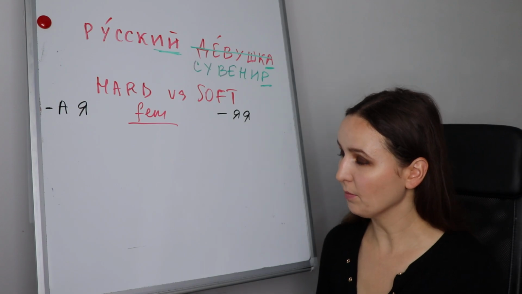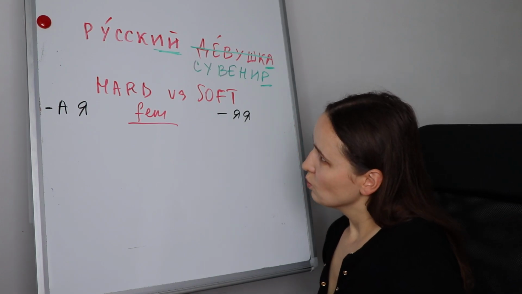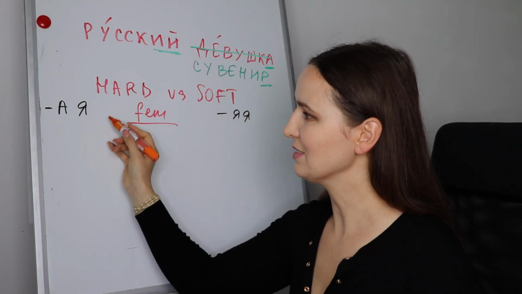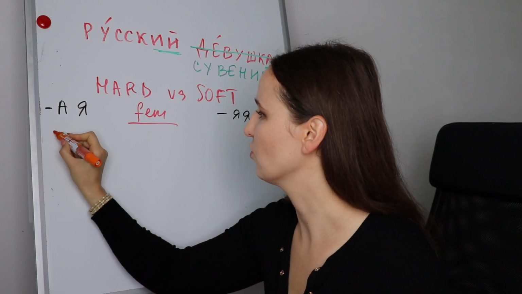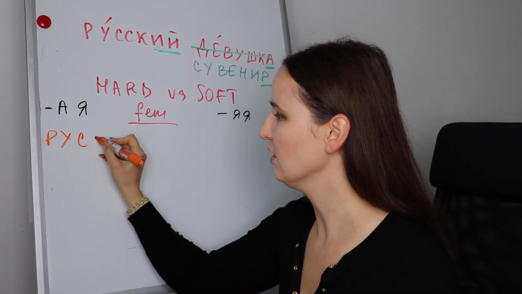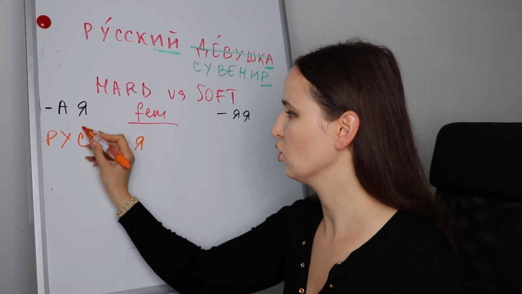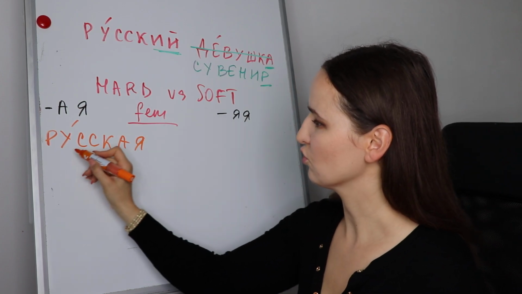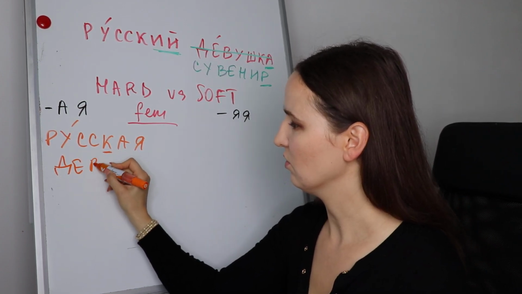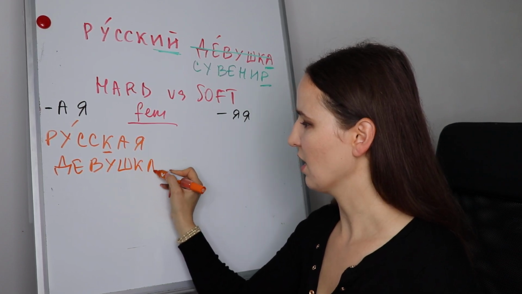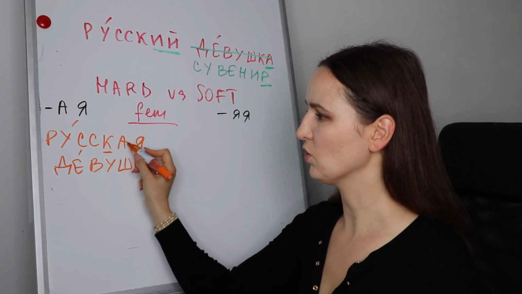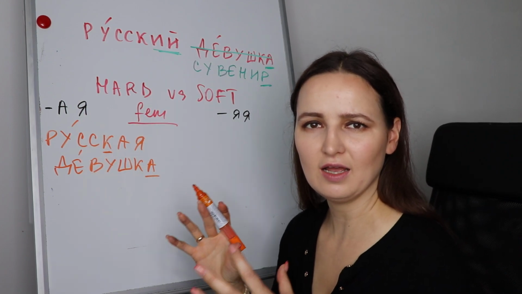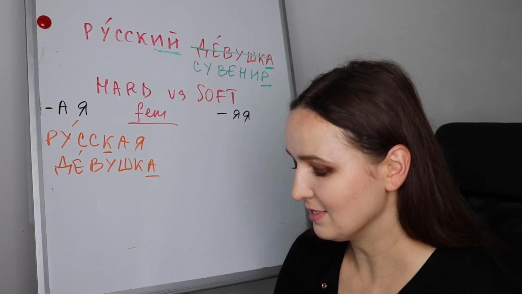And let's look at the example. Let's take русская девушка because we already know this example. This is an example for hard adjectives. Русская, hard. Русская девушка. Девушка is feminine, so we will use ая for hard adjectives because we have here k. K here is hard. Русская девушка.